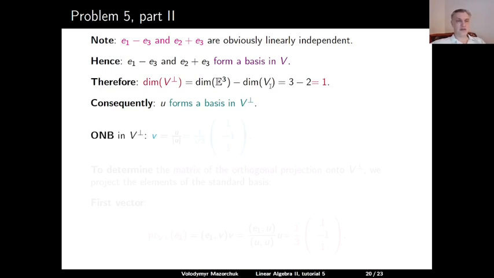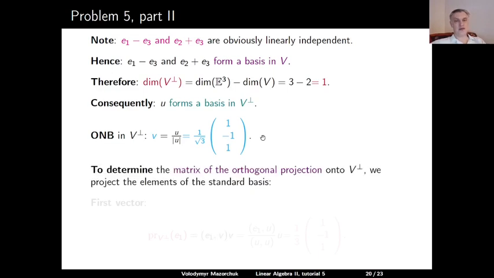To get an orthonormal basis in this orthogonal complement, we just norm our vector u to get the vector v, which is equal to u divided by its norm. This is 1 divided by the square root of 1 squared plus minus 1 squared plus 1 squared, which is 1 divided by the square root of 3, times the vector 1, minus 1, 1, which is our vector u.